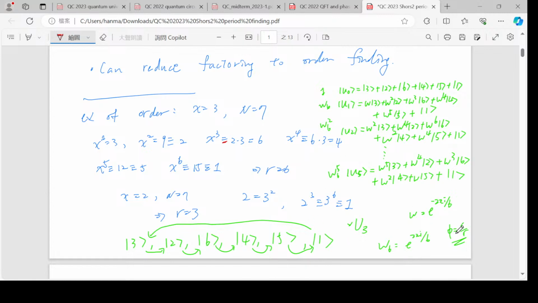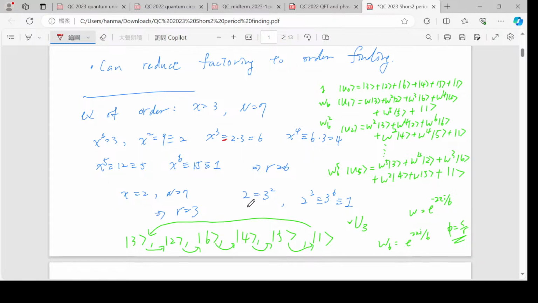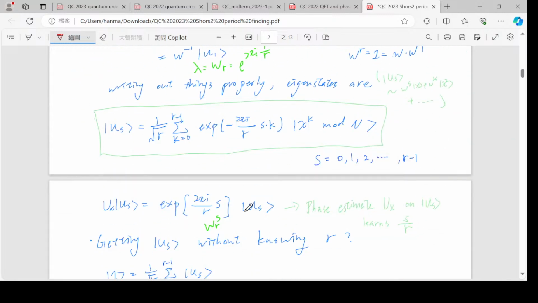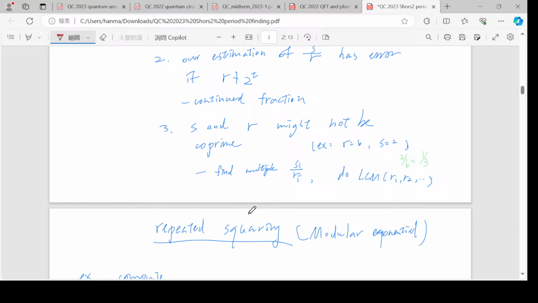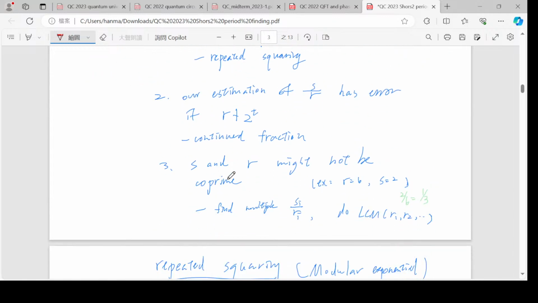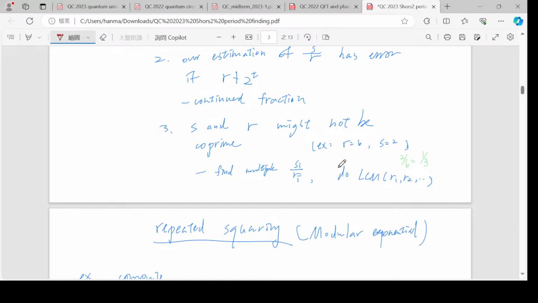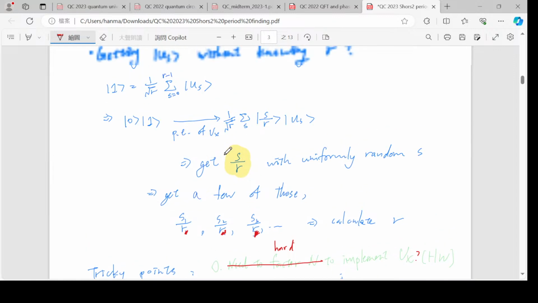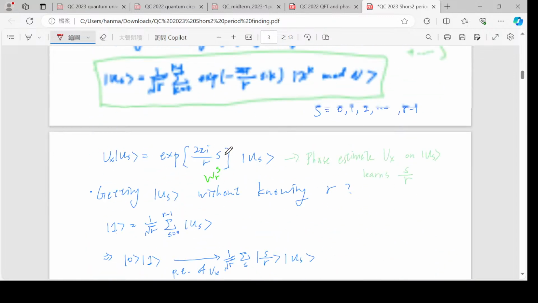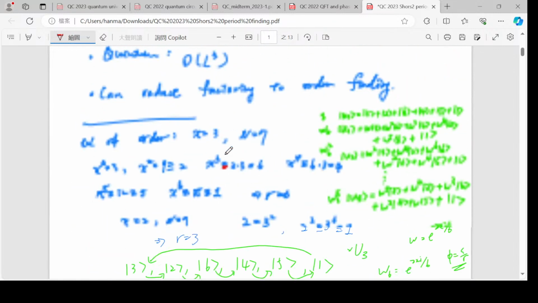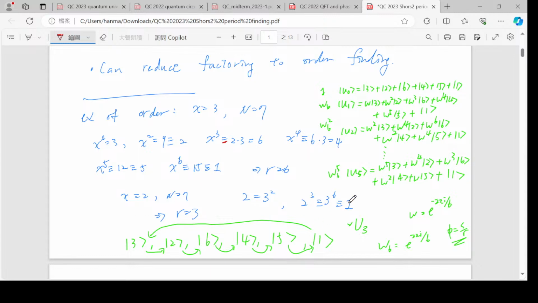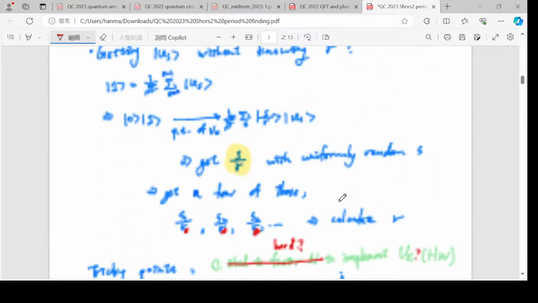Then we do phase estimation on those eigenstates, or the equal superposition of those eigenstates, which is 1. Then we get a random s over r, and with all the tricky points dealt with, we find that we can find r very fast, in order L cubed time, with this quantum order finding algorithm, which is basically doing phase estimation.